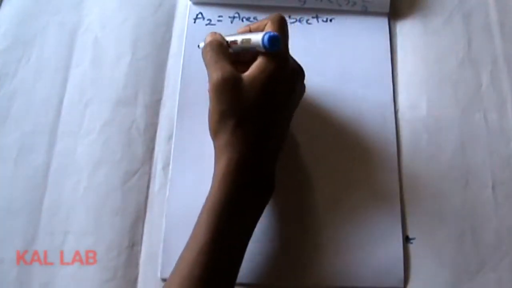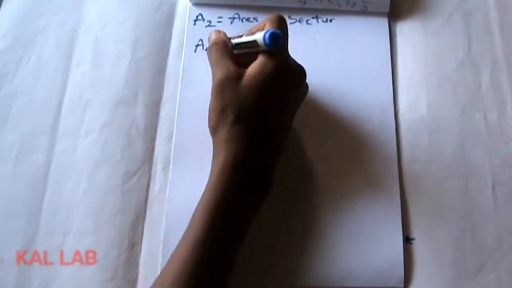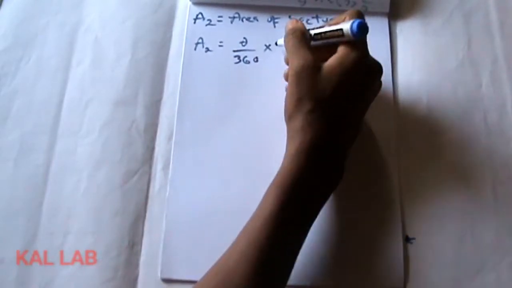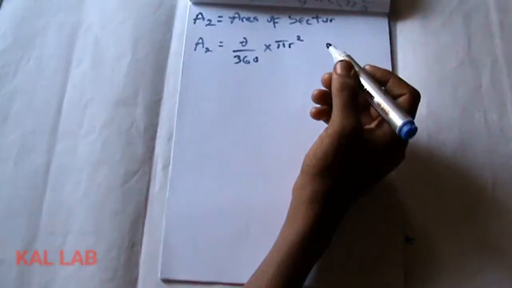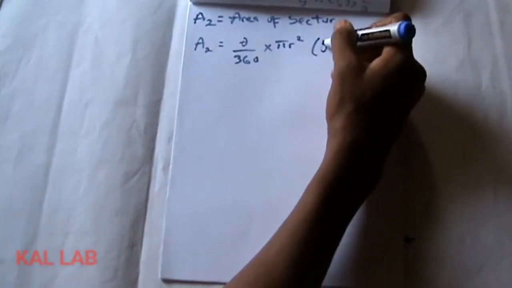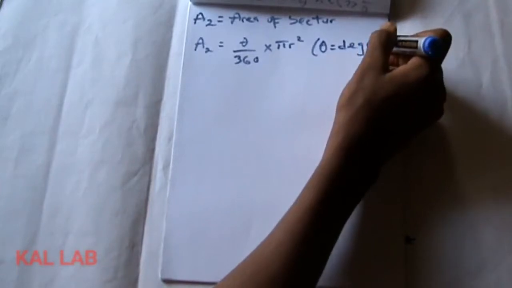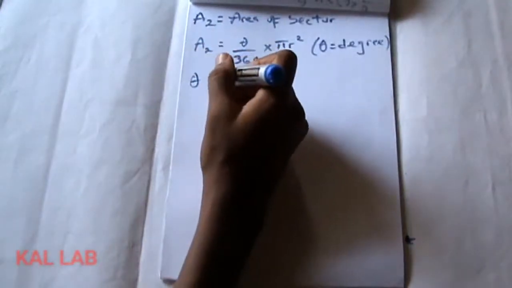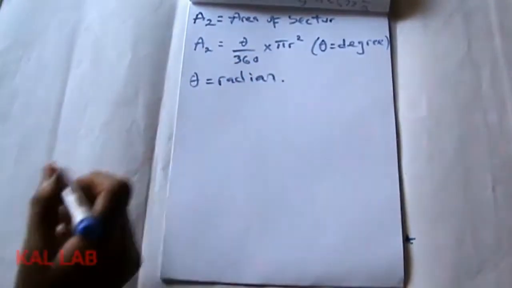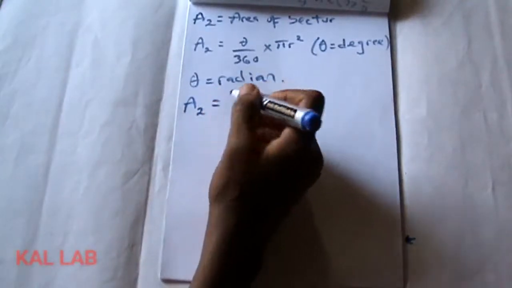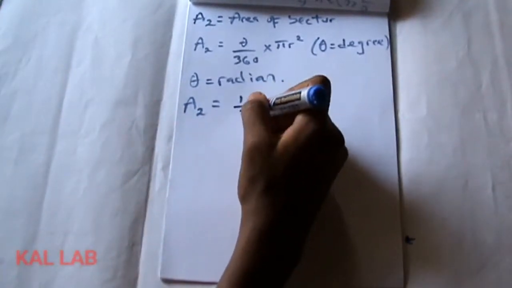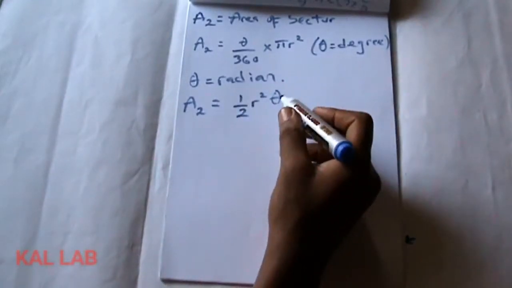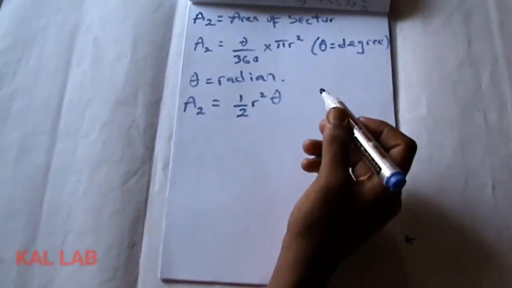Now the area of the sector is theta over 360 multiplied by pi r squared. But this is when theta is in degrees. In this part of mathematics, we are going to deal with theta in radians. So the area when theta is in radians is 1 over 2 r squared theta. So our A2 is equal to 1 over 2 r squared theta.